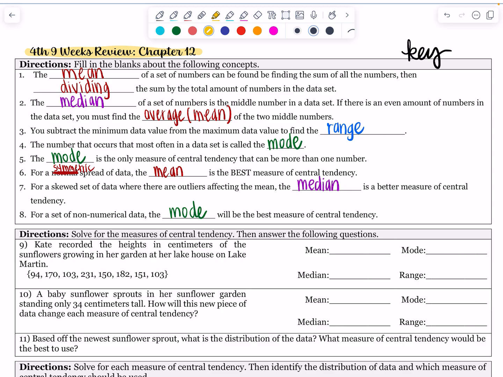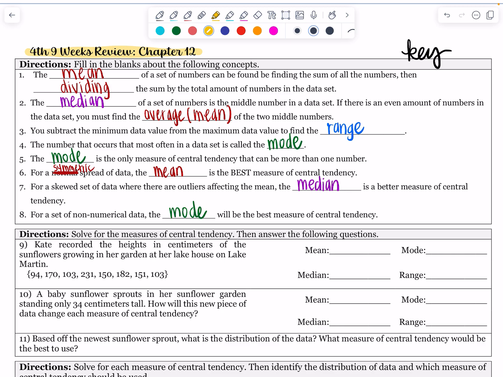All right, I went ahead and filled in some of this vocabulary just to make it a little bit easier. The mean of a set of numbers can be found by finding the sum of all the numbers, then dividing the sum by the total amount of numbers in the data set. So essentially, add them all up and divide by the total amount of numbers. Y'all are used to doing this. This is something y'all are very familiar with when it comes to test scores.